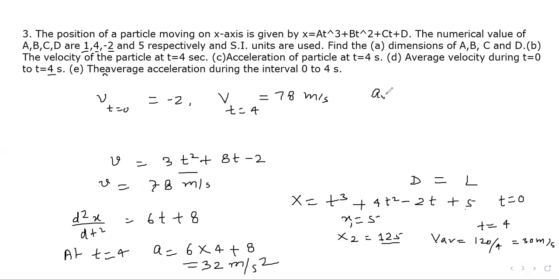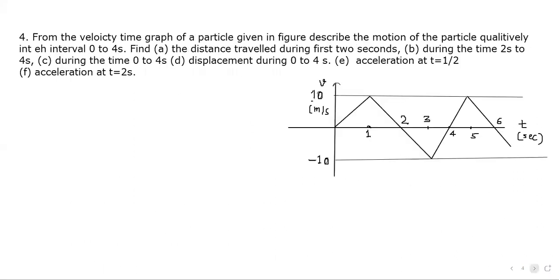So average acceleration, A average, will be the difference of the two, 78 minus 2, divided by time, which is 4. So this will give 80 by 4, that is 20 meters per second squared. Now let's go to question number 4.